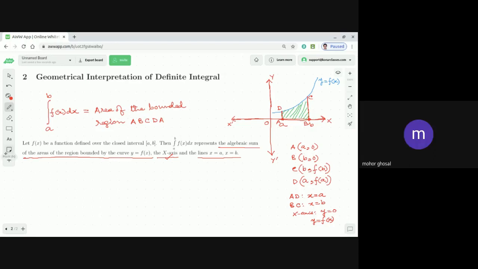Dear students, here algebraic sum means that the area which is above the x-axis will be added in the sum with positive sign, and the area which is below the x-axis will be added in the sum with negative sign. Let me show you by means of an example. Then things will be much more clear. That is why the word algebraic is there.